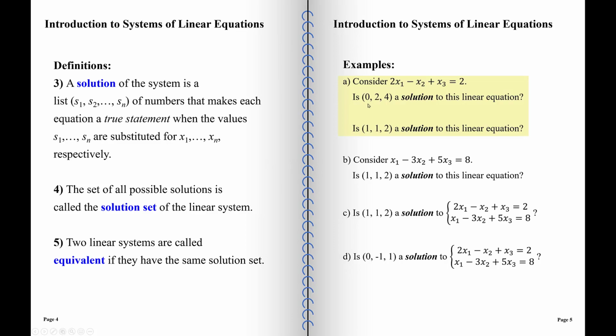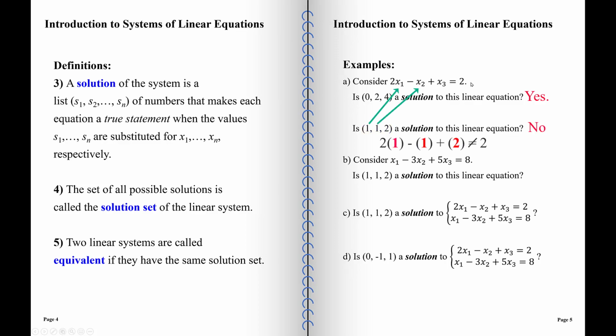So let's look at example A. Is 0, 2, 4 a solution to this linear equation? In the equation, in place of x1, we would put 0. In place of x2, we would put 2. In place of x3, we would put 4. And we would see, doing the arithmetic, that the ordered triple 0, 2, 4 is a solution to this equation. Is the ordered triple 1, 1, 2 a solution to this equation? The answer is no.